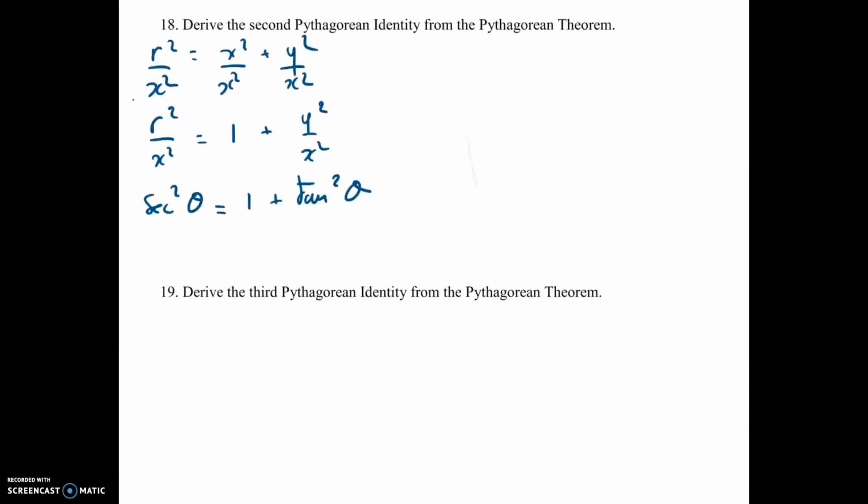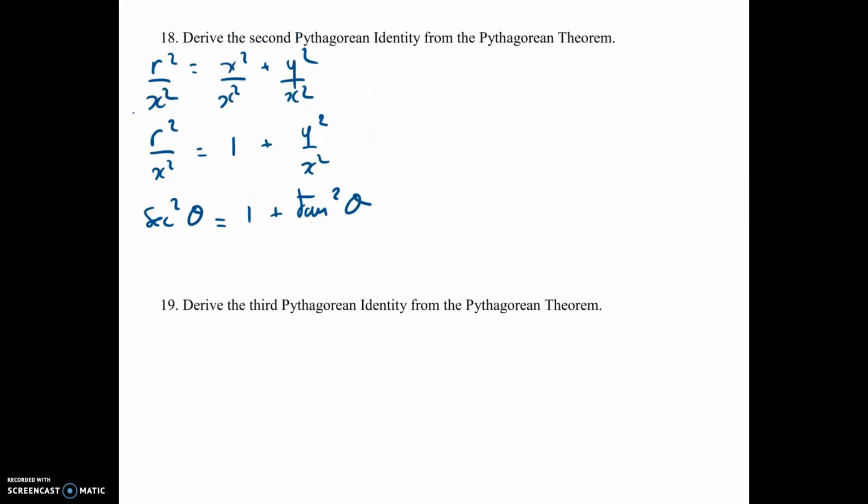All right. By the way, just to remind you, if x over r equals cosine theta, then r over x equals 1 over cosine theta, and I know that 1 over cosine theta equals secant of the angle theta.